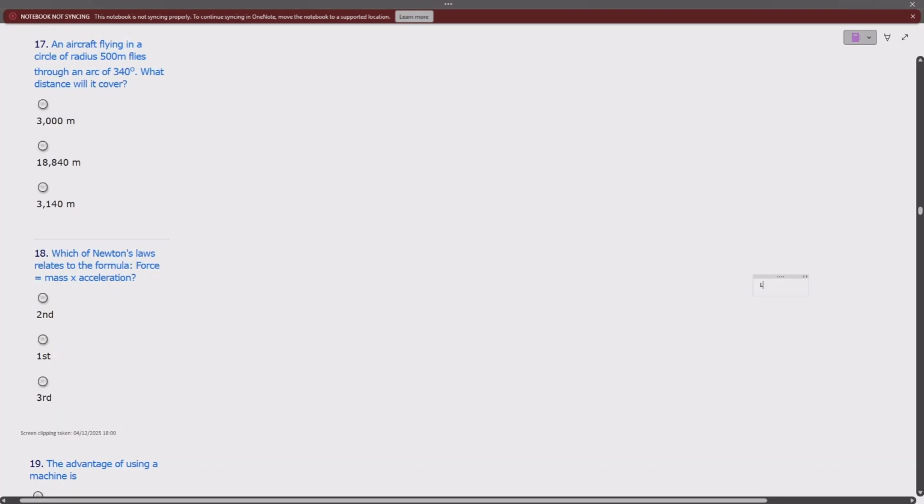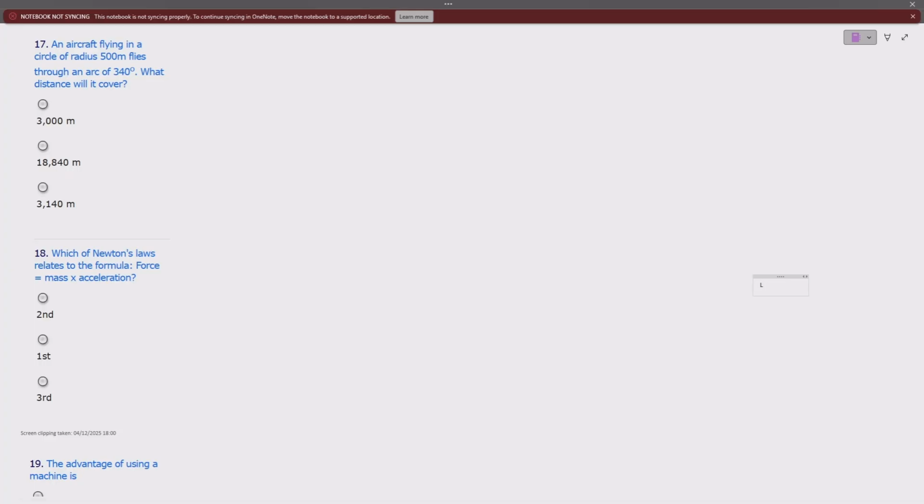Alright, question number 17. An aircraft flying in a circle of radius 500 meters flies through an arc of 340 degrees. What distance will it cover? So it gives you the radius. As we always do, you list the parameters. Radius 500 meters. It gave you an angle, theta equals 340 degrees. We have to convert it into radians. What distance S will it cover?